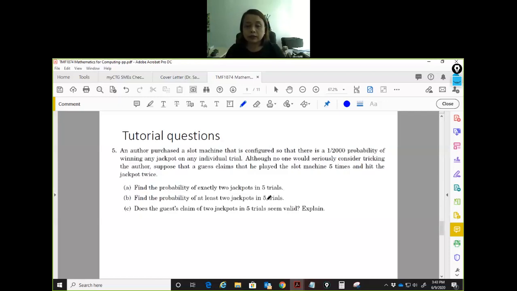Let's do this question. So we have an author that purchased a slot machine that is configured so that there is a 1 over 2000 probability of winning any jackpot on any individual trial. So although no one would seriously consider tricking the author, suppose that a guest claims that he played the slot machine 5 times and hit the jackpot twice. So find the probability of exactly 2 jackpots in 5 trials.